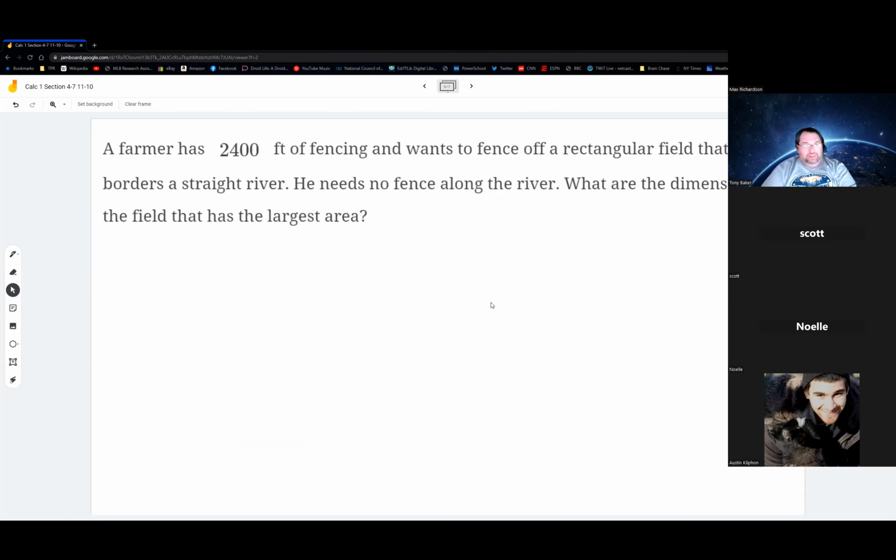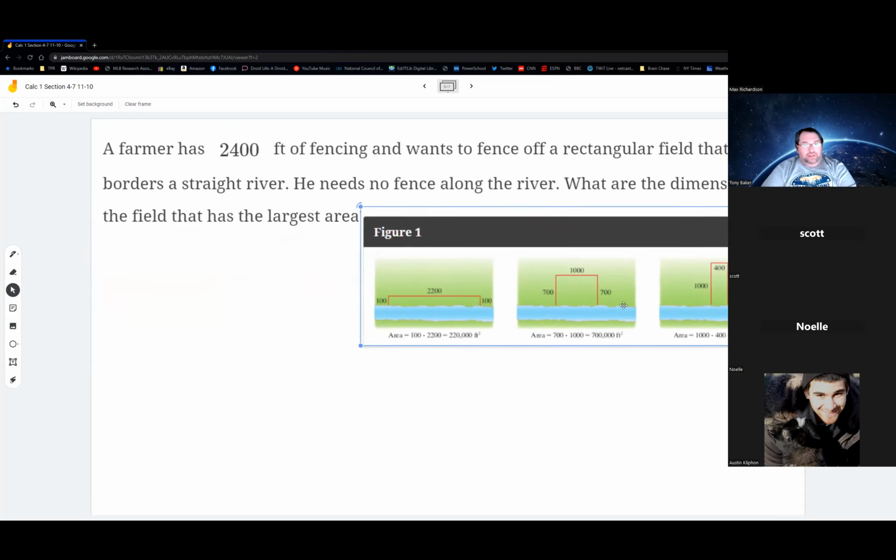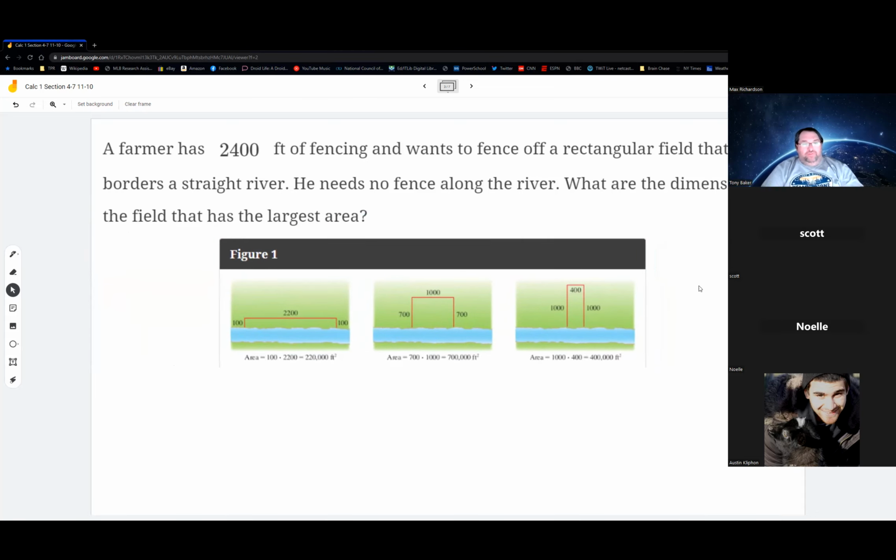So we had this problem, and this was actually the problem of that image that I just posted up there a minute ago. So this is what they're looking for. They have 2,400 feet of fence. So here's a couple different examples of ways that we could do this problem. So we have 100 by 2,200, 700 by 1,000, or 1,000 by 400. All those equal 2,400 feet of fence.